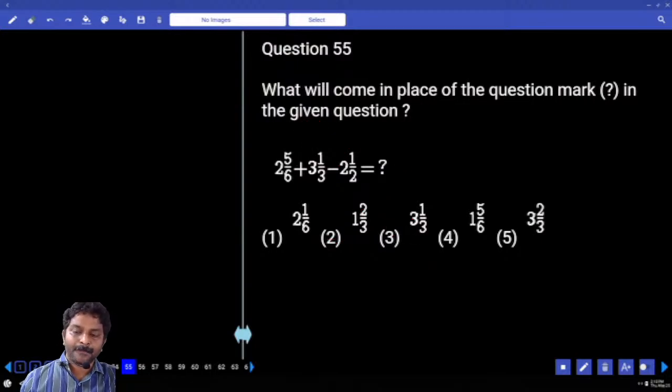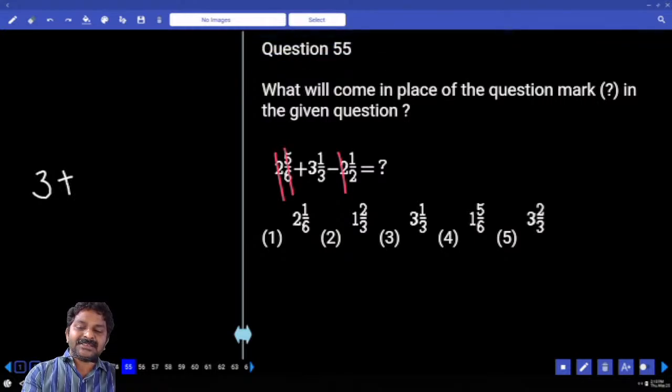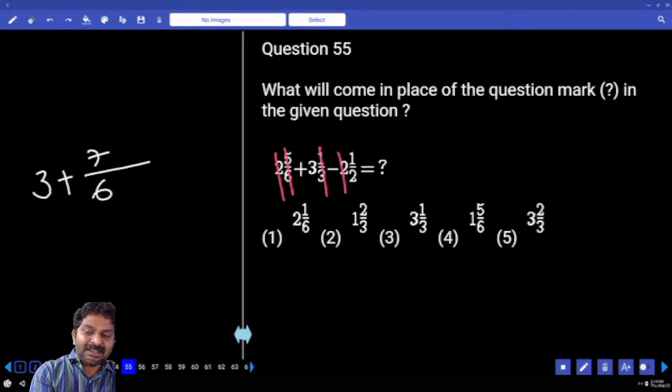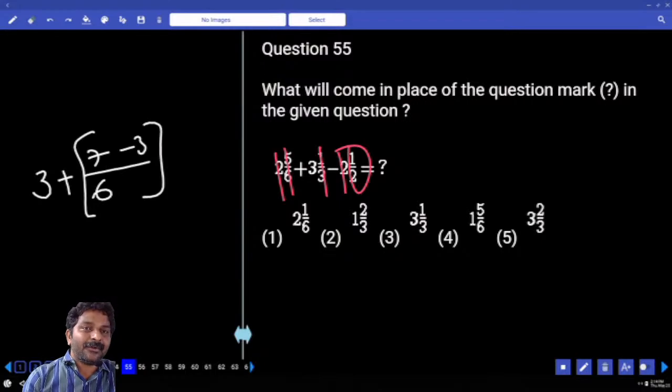Done? Plus 2 minus 2 gets cancelled. How much is left? 3. Now positive fractions. 5 by 6 plus 1 by 3. 1 by 3, can we write it as 2 by 6? 5 by 6 plus 2 by 6. 7 by 6. And then minus 1 by 2, right? Minus 1 by 2, can I write it as 3 by 6? Minus 3 by 6. Numerator 4, denominator 6. 4 by 6, 2 by 3. 3, 2 by 3.